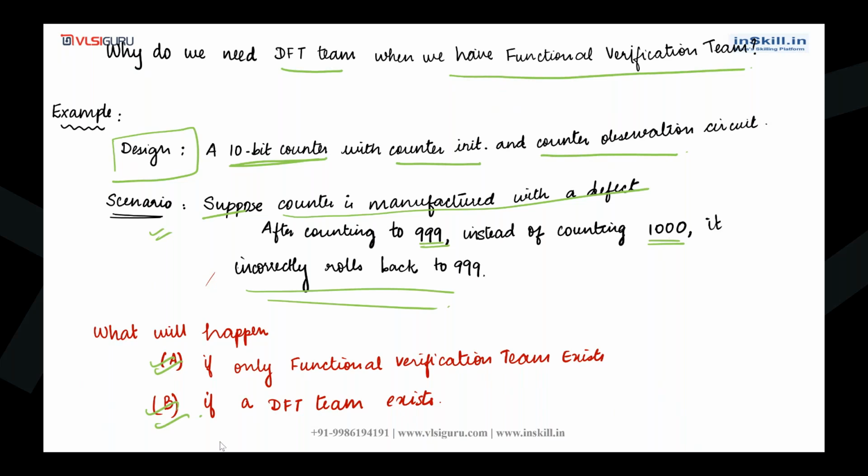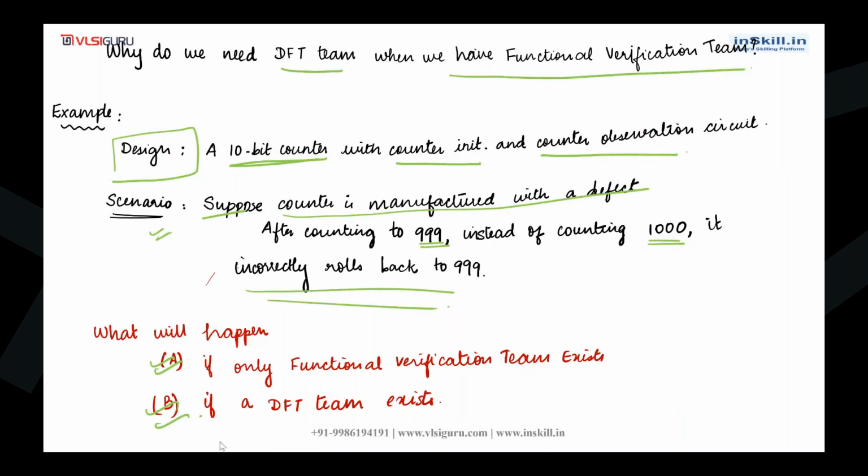In our example design, we have a 10-bit counter with a counter initialization and a counter observation circuit. The scenario is that the counter is manufactured with a defect. After counting 999, instead of counting 1000, it incorrectly rolls back and is again counting 999.